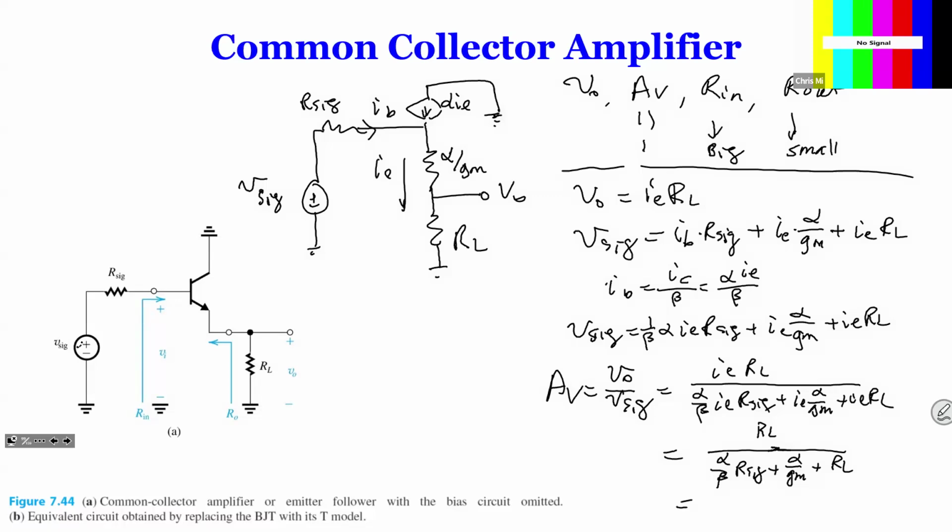Now, this equation can be further simplified because alpha is approximately 1. So therefore, you can say this is like 1 over GM plus RL, and then plus R sig over beta. So not so much change. But the fact is that these numbers are going to be really small.